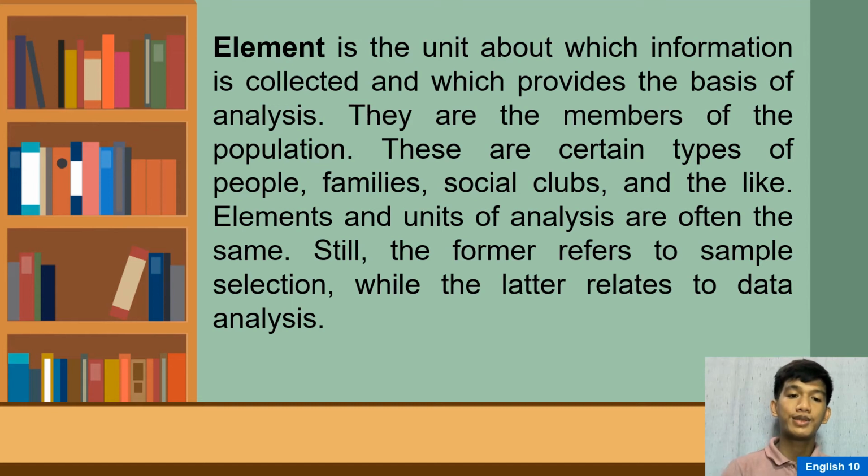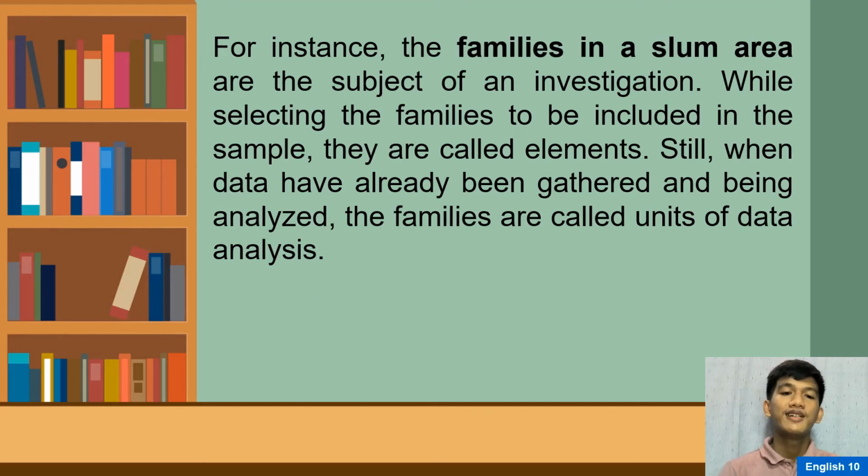Going back to our example earlier, with regards to whether there is a correlation or a relationship between the variables reading comprehension and academic performance of grade 10 students, the elements in that research are the grade 10 students. Here is another example. For instance, the families in a slum area are the subject of an investigation. They are what we call the respondents in the investigation or research or study. So they are the elements of the study.